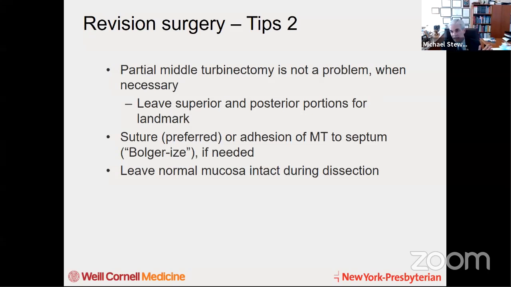I would not do the adhesion, not because it's wrong, it's just my preference to remove the head of the middle turbinate. And also, it's very important that when you reach a point of normal mucosa, leave that intact. You don't need to remove normal mucosa. You shouldn't dissect in undiseased areas because you might create secondary problems, exposed bone, osteitis, et cetera, during your dissection.